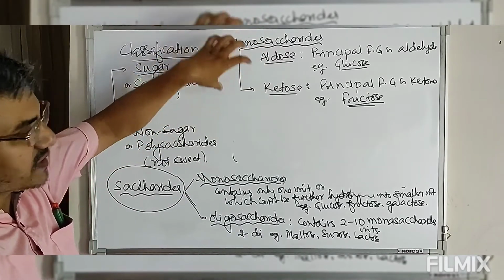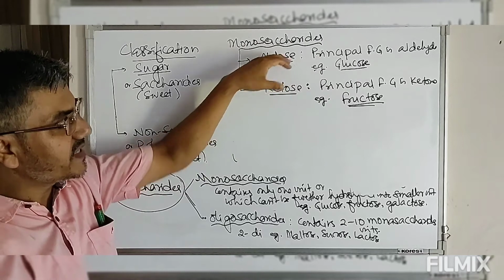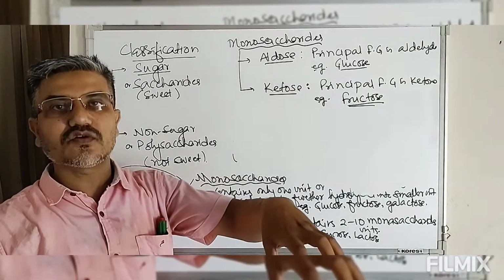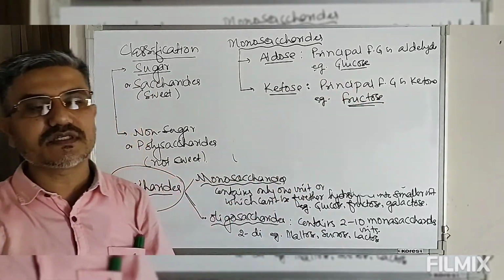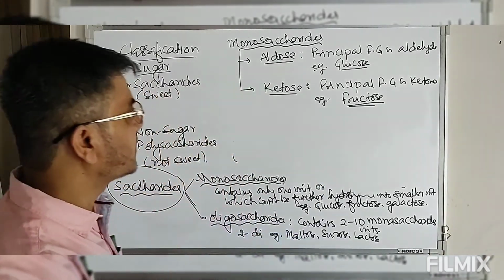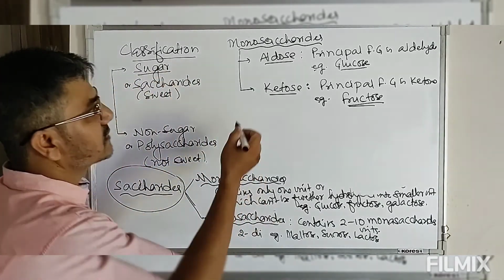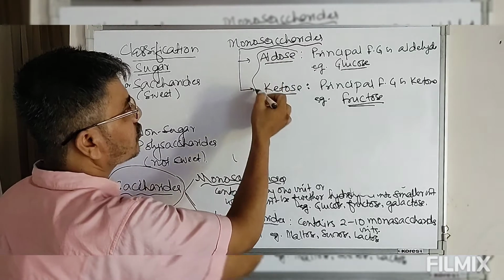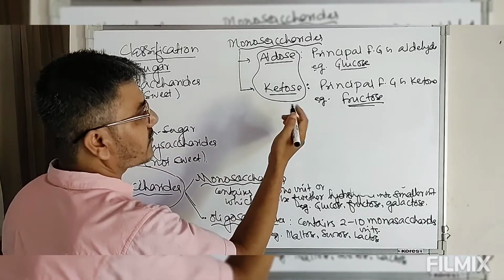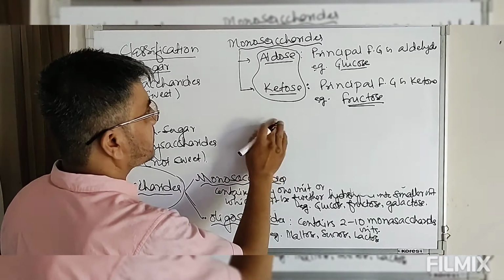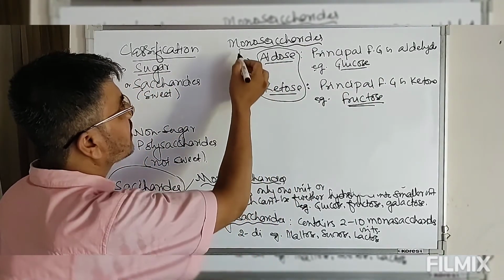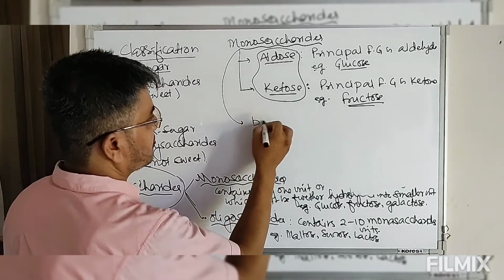So these monosaccharides, based on the principal functional group, are classified as aldose or ketose. If the principal functional group is ketone, we say ketose. If the principal functional group is aldehyde group, then we say this is aldose. Now whether we have ketose or aldose, these can be further subclassified. That is, this is based on the functional group. Now the second classification is based on the number of carbon atoms.